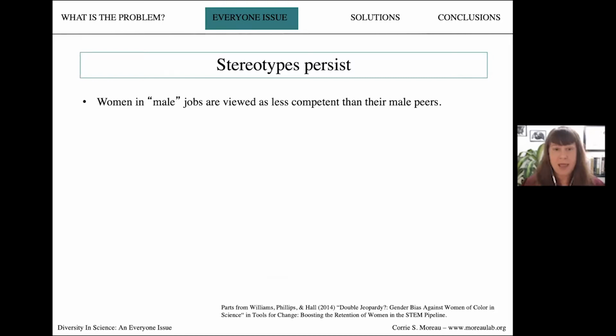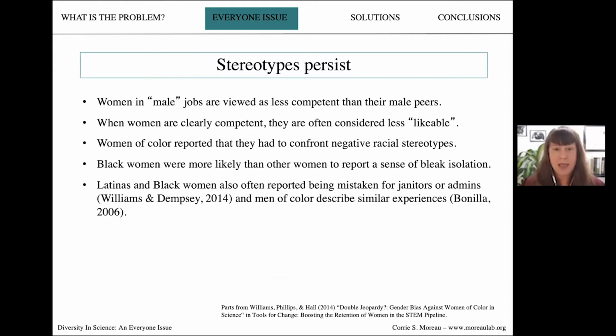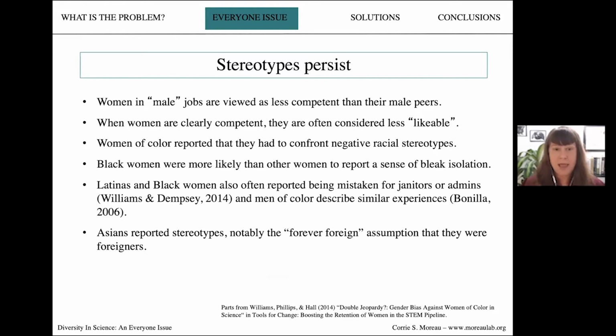And again, we know that stereotypes persist. We've already mentioned that women in male jobs are viewed as less competent than their male peers. And when they are competent, they're less likable. And women of color had to confront negative racial stereotypes often. And Black women were more likely than other women to report a bleak sense of isolation. And so to me, that's really disheartening. And Latinas and Black women often reported being mistaken for janitors or administrators, and men of color described similar experiences. Asians reported stereotypes, notably the forever foreign assumption.